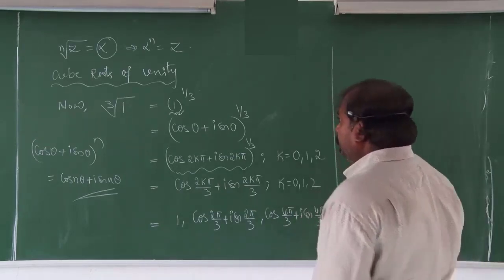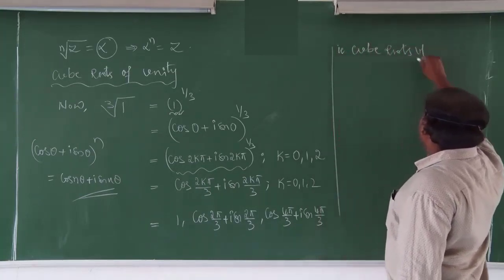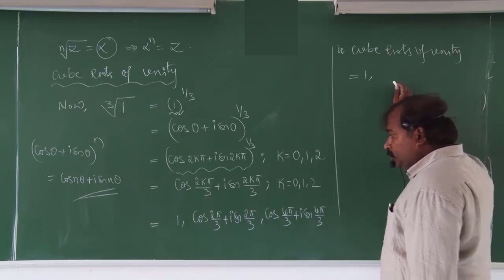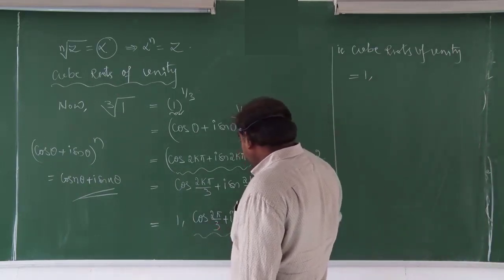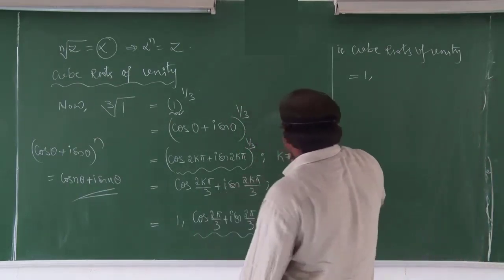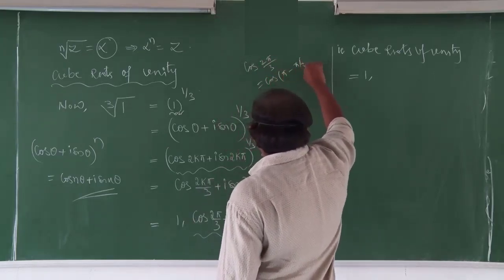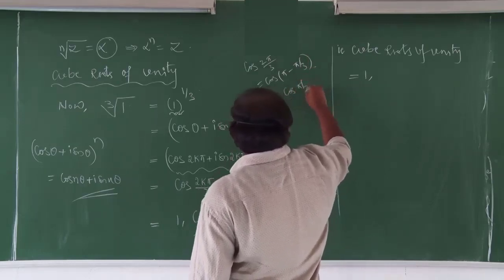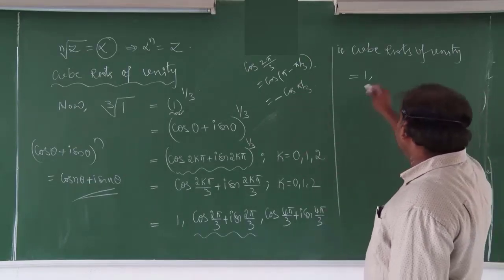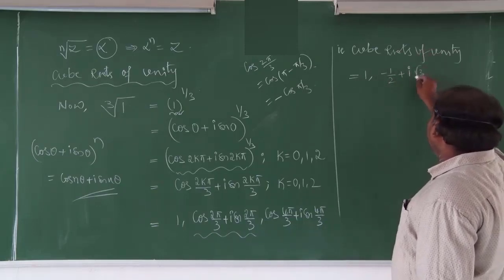These are the cube roots of unity. The cube roots of unity are 1 and the other two values. Simplify: cos 2 pi by 3 plus i sin 2 pi by 3. What is cos 2 pi by 3? Cos of (pi minus pi by 3) is minus cos pi by 3, that is cos 60, so minus 1 by 2. Of course the minus is there. So minus 1 by 2 plus i into root 3 by 2.